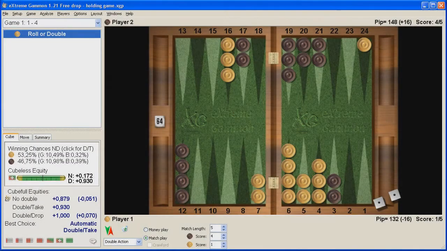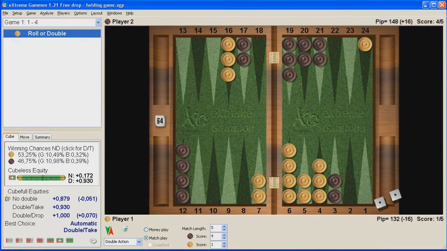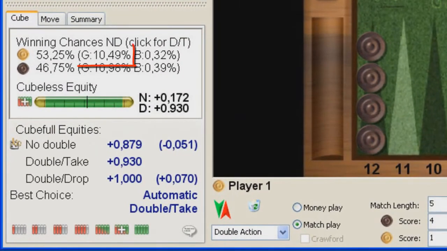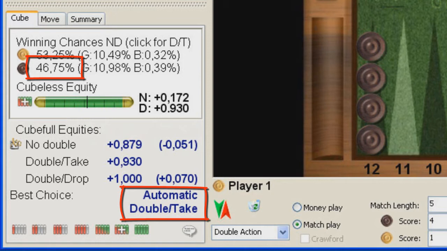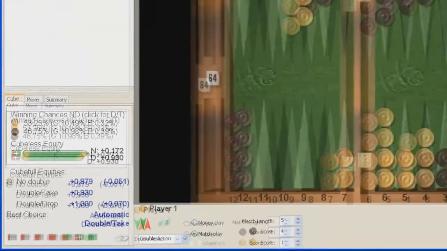In the second example, we ended up in a holding game situation. This time, White has achieved a little bit more than Black. White only wins about 10% gammons, meaning that Black can take if he has about 45% winning chances, which he certainly has. This time it's harder to estimate correctly, but still the rule guides us in the right direction.